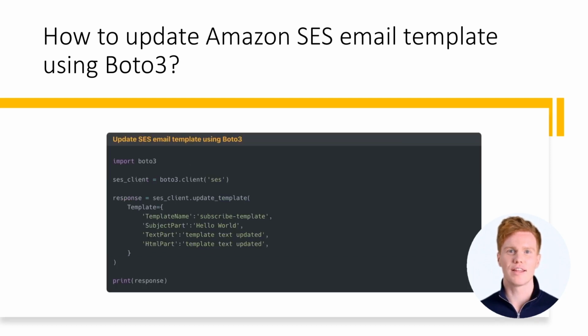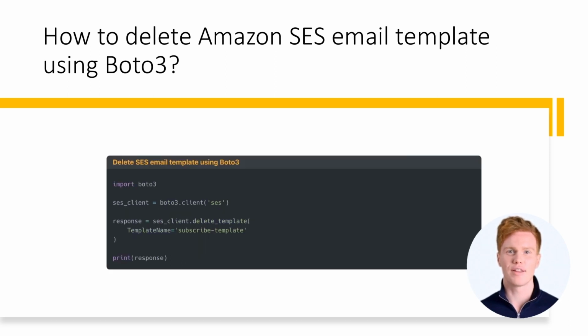To update the SES email template, you need to use the Update Template method of the SES Boto3 client. This method requires a new configuration for the email template. The old template configuration will be overwritten. To delete the SES email template, you need to use the Delete Template method of the SES Boto3 client. Just provide this method with the template name as an argument and that's it.